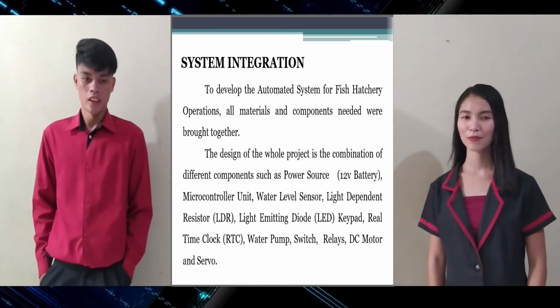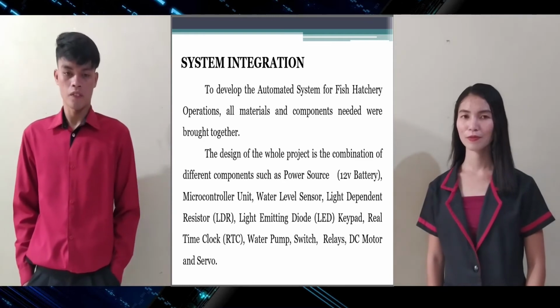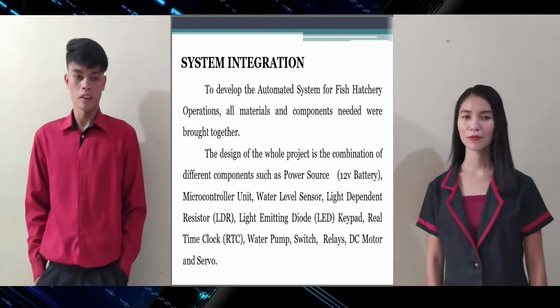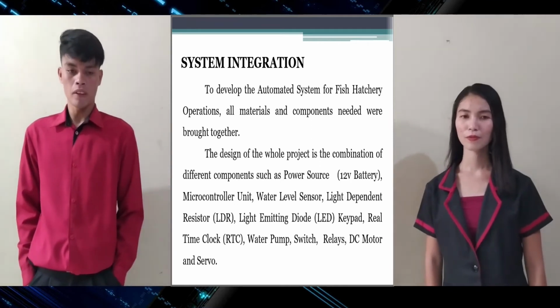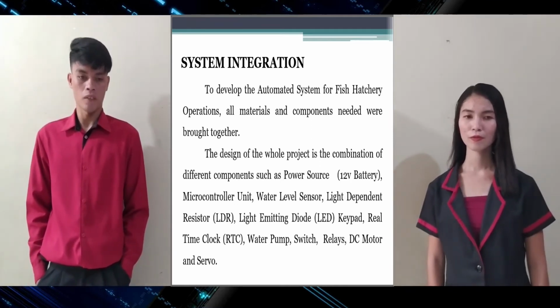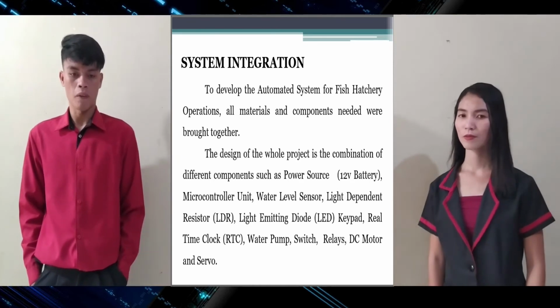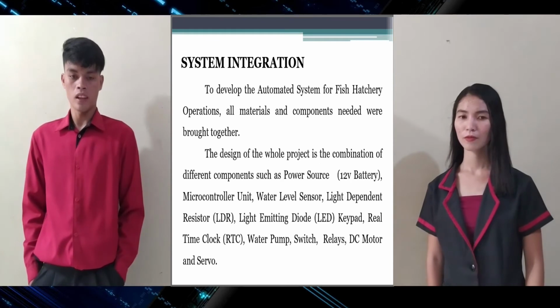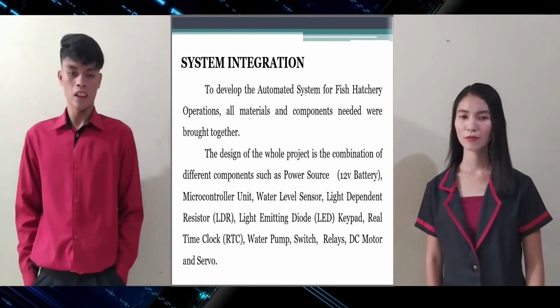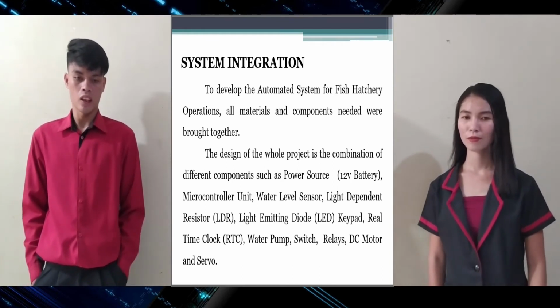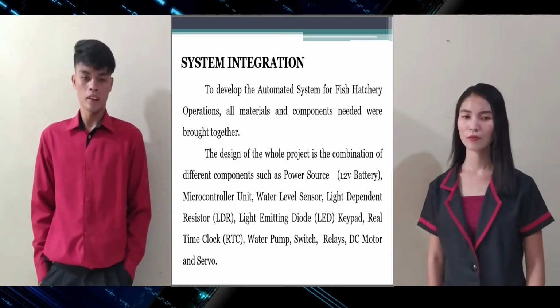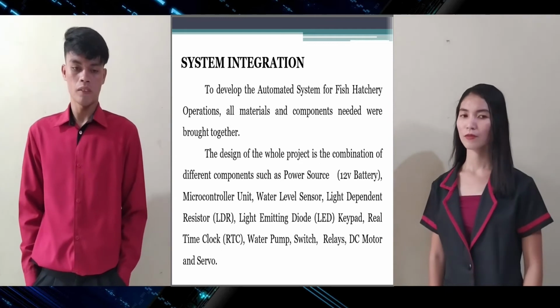System integration. To develop the automated system for fish hatchery operations, all materials and components needed were brought together. The design of the whole project is the combination of different components such as power source, 12 volts battery, microcontroller unit, water level sensor, light dependent resistor or LDR, light emitting diode or LED, keypad, real-time clock RTC, water pump, switch, relays and DC motors and servos.